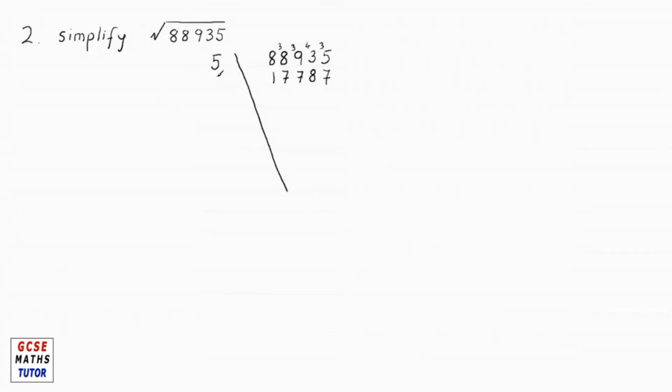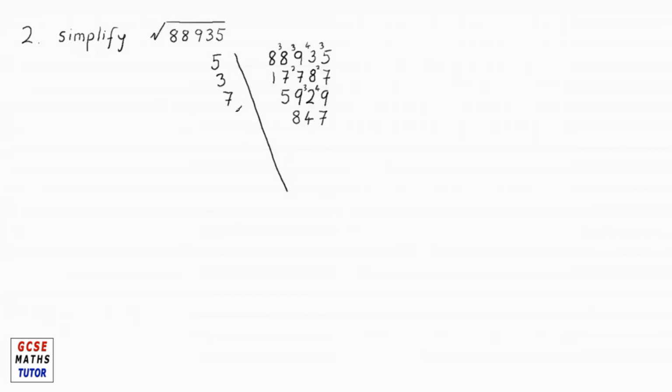3's into 17 go 5 times, carry 2. 3's into 27 go 9 times. 3's into 8 go twice, carry 2. 3's into 27 goes 9 times. We'll try the factor 7 next. 7s into 59 goes 8 times, carry 3. 7s into 32 goes 4 times, carry 4. 7s into 49 goes exactly 7 times.